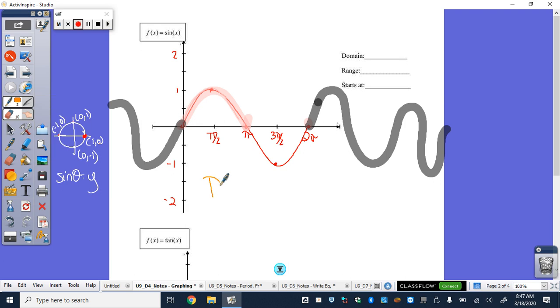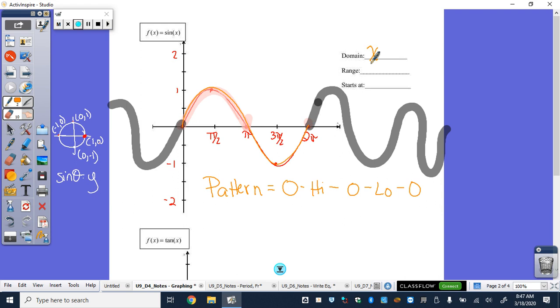So the pattern for sine curve is it starts at 0, and then it goes high, 0, low, 0. So your cosine starts high, sine starts at 0. So that's going to be the difference between those two. Cosine starts high, sine starts at 0. So again, you want to memorize this pattern there. 0, high, 0, low, 0.